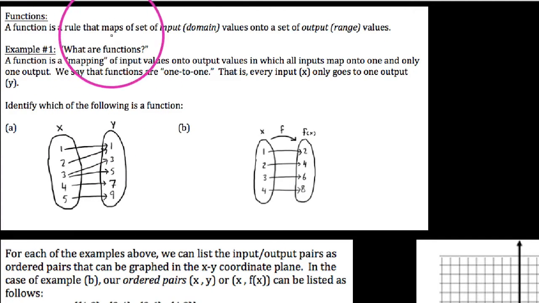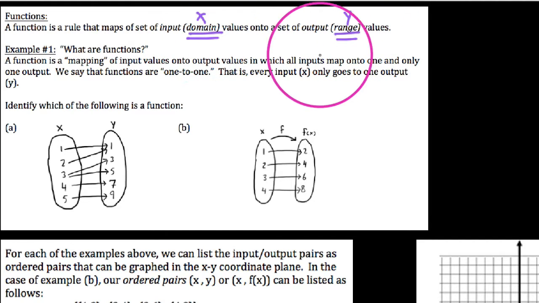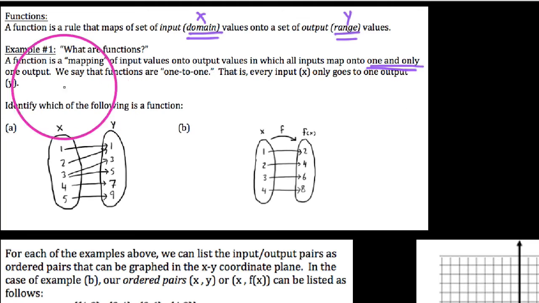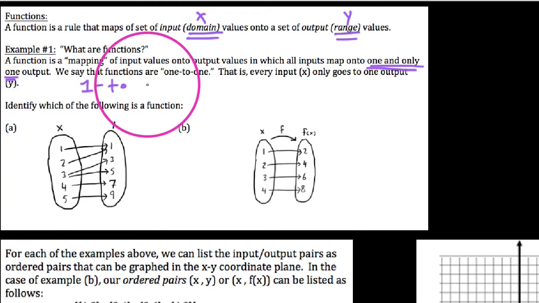We say that a function is a rule that maps a set of input, or this is very important here, domain values, or we usually refer to domain values as x values, onto a set of output or range values. We want to be using domain and range to describe inputs mapping onto outputs. But to be specific, a function is a mapping of input values onto output values, or domain onto range values, in which every input value maps onto one and only one output value. So basically, another nifty way of saying this is that functions are one-to-one.